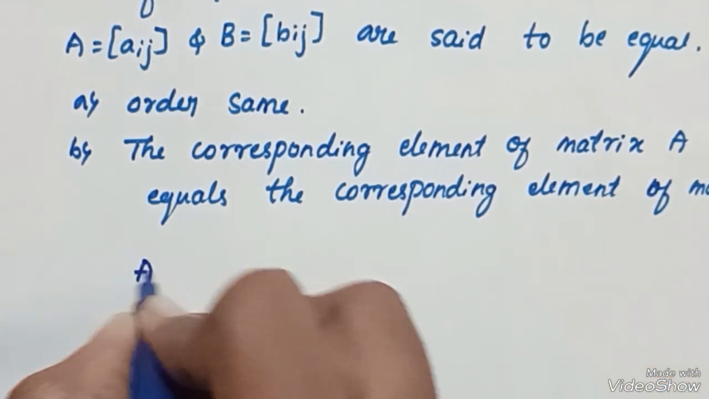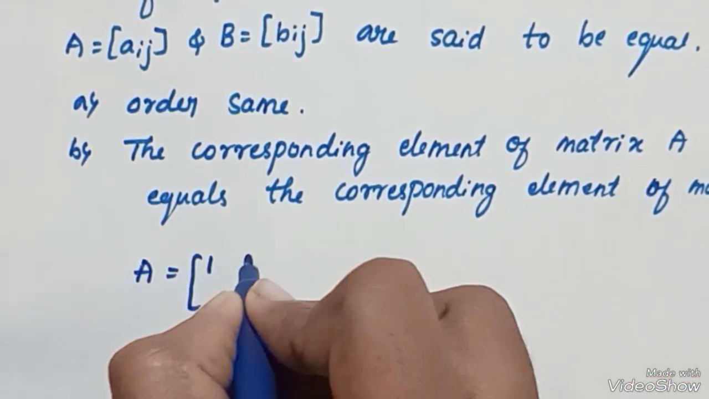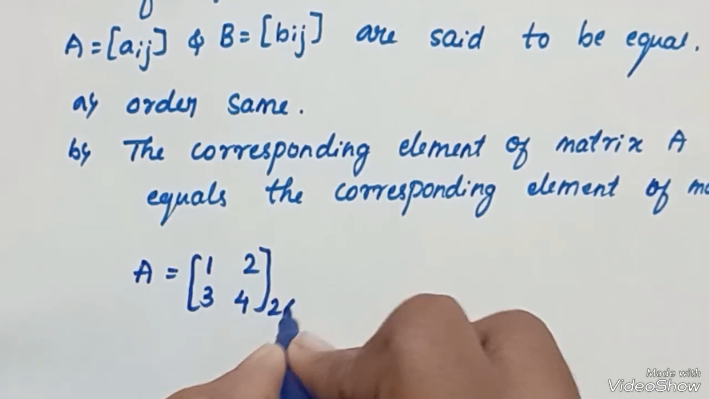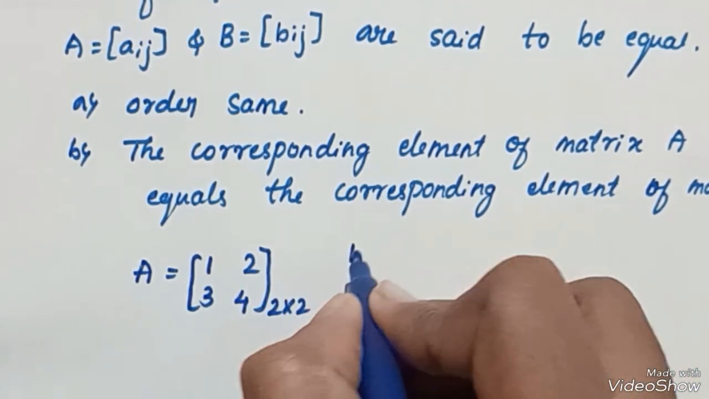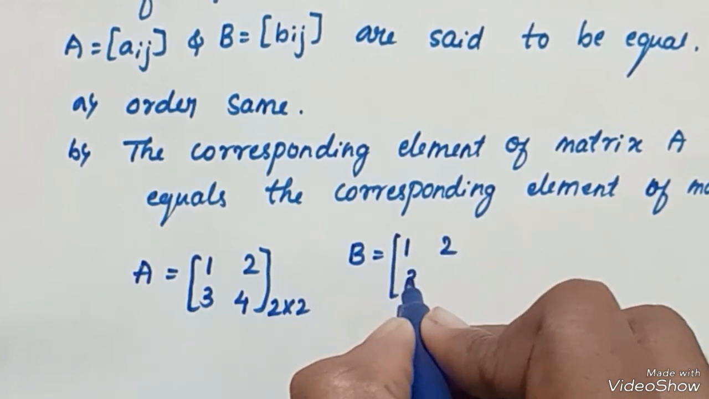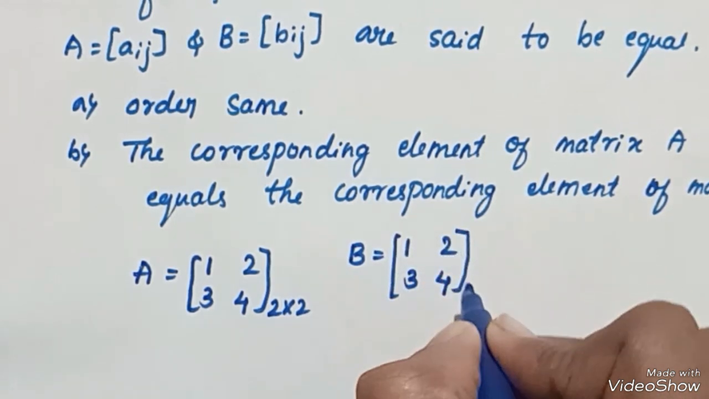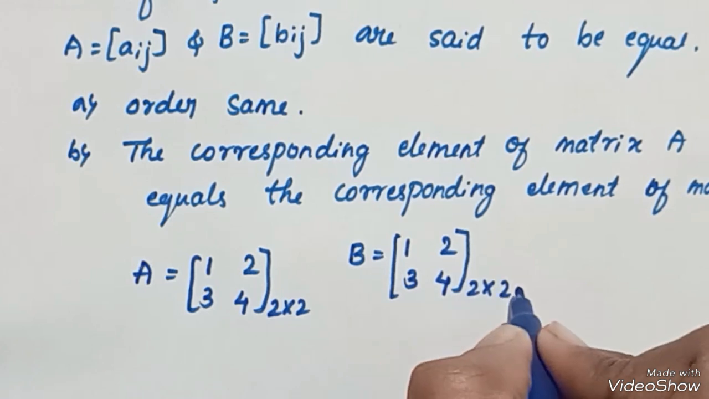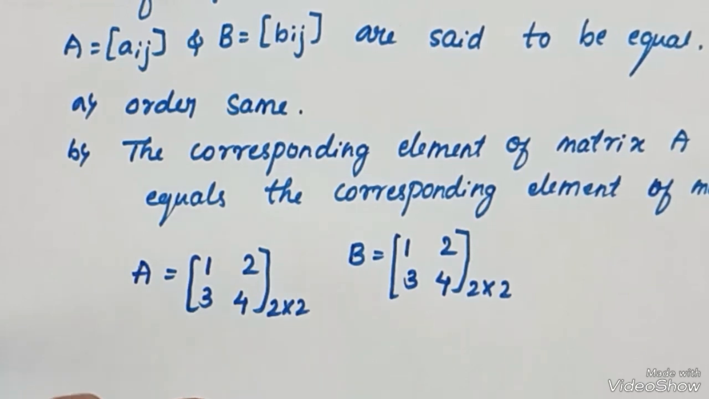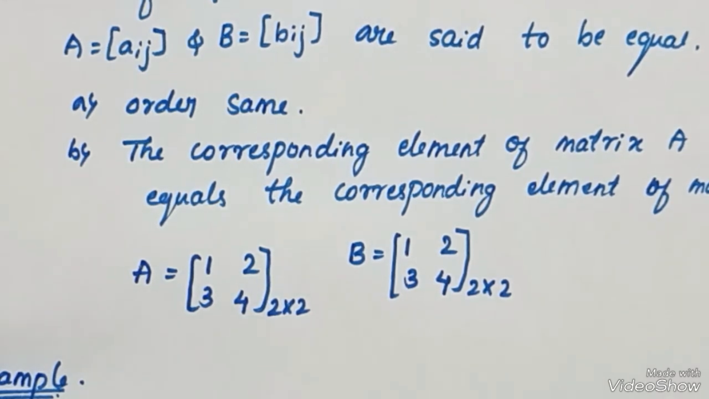Here A is a matrix 1, 2, 3, 4 containing 4 elements, of order 2. And B is a square matrix, also containing these elements. Then we say that A and B are equal matrices. Here is one example question.